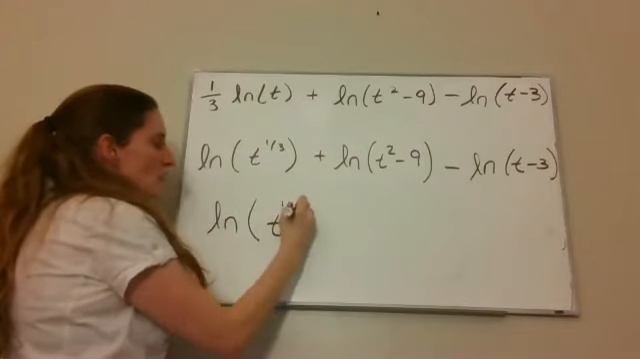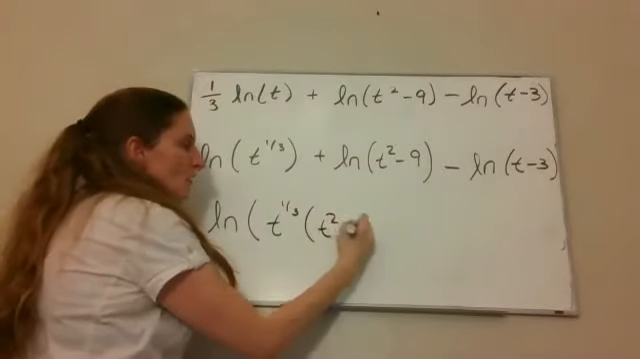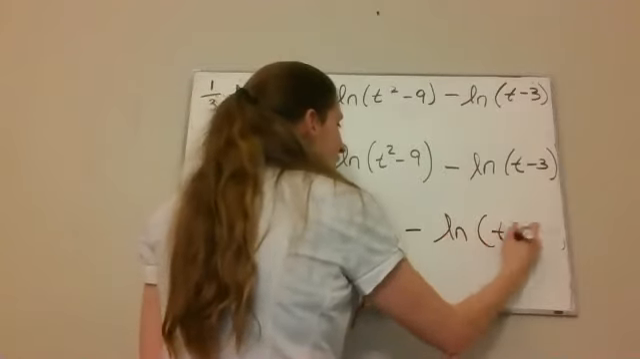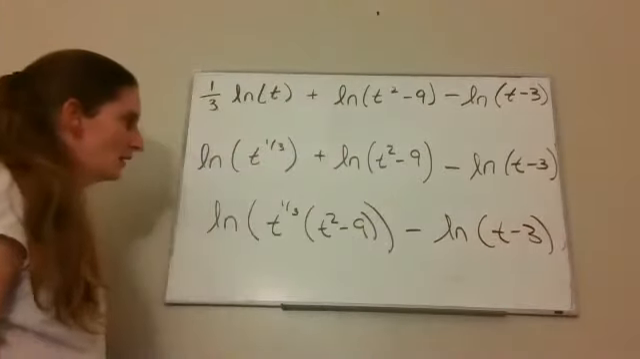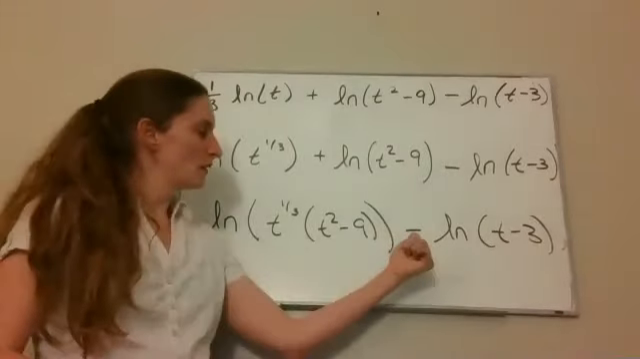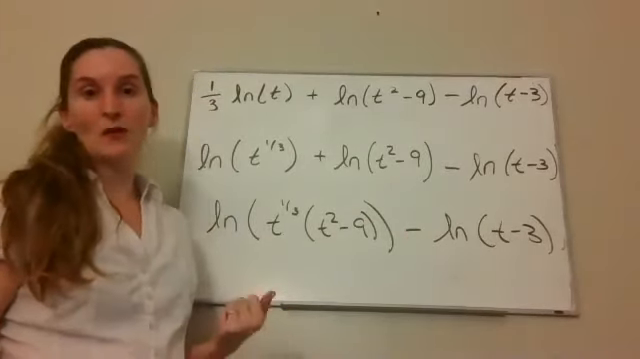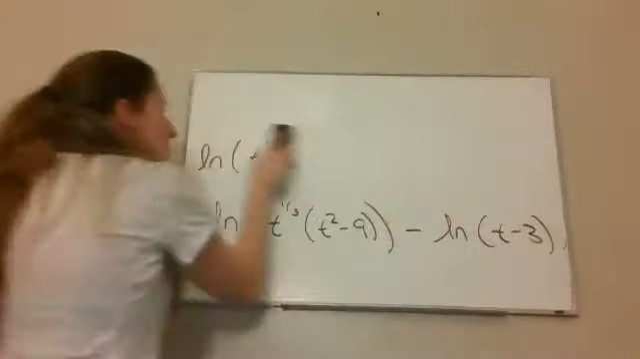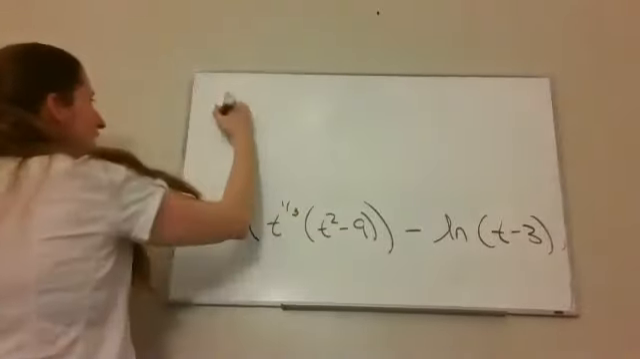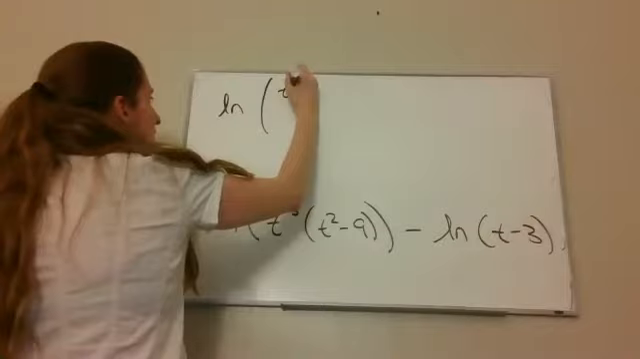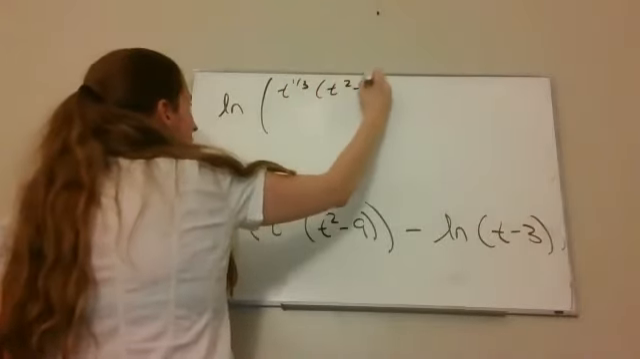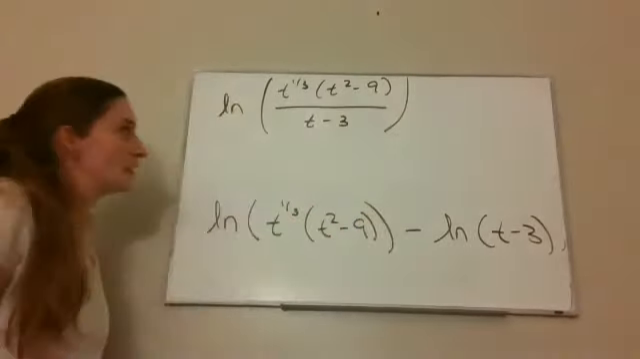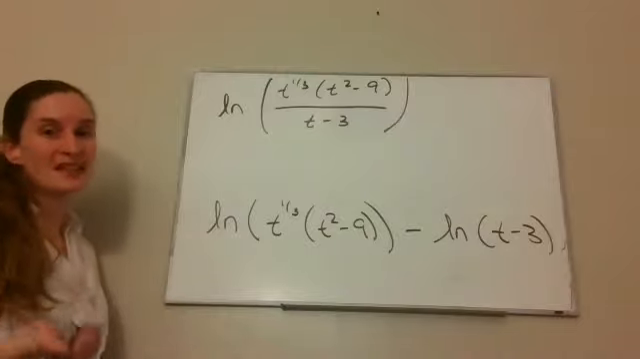Natural log of t to the 1/3 times t squared minus 9. And then I have a minus natural log of t minus 3. So now between my two logarithms, I have subtraction. That means I can use that division property. So I can write this as the natural log of t to the 1/3 times t squared minus 9 divided by t minus 3. And technically that's written as one logarithm, but we can simplify this.